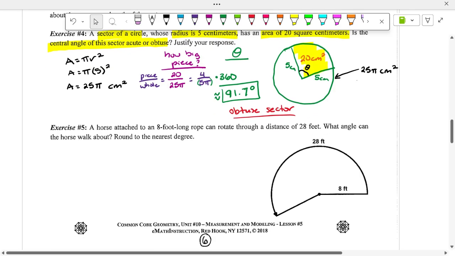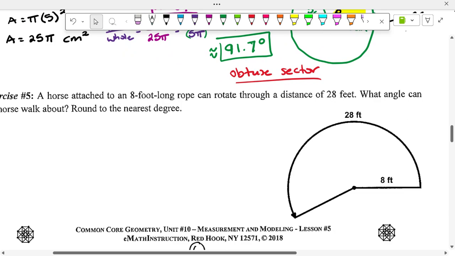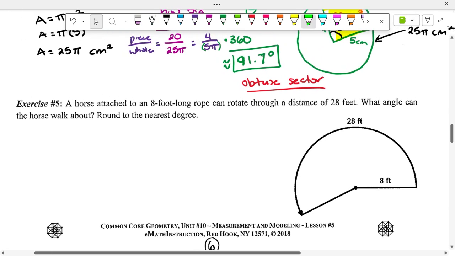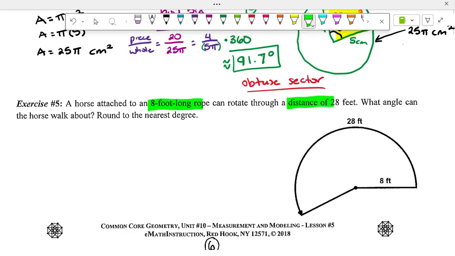All right, guys, so let's talk about this. A horse is attached to an 8-foot long rope that can rotate through a distance of 28 feet. What angle can the horse walk about? Are we talking about sector area or arc length here? Is the 28 the sector area or is it the arc length?